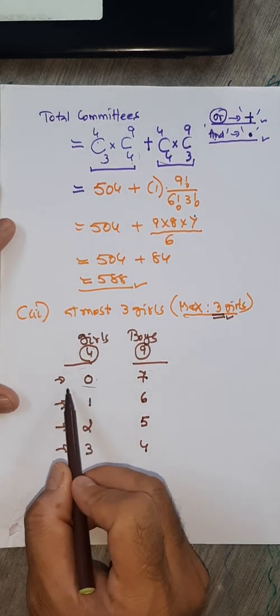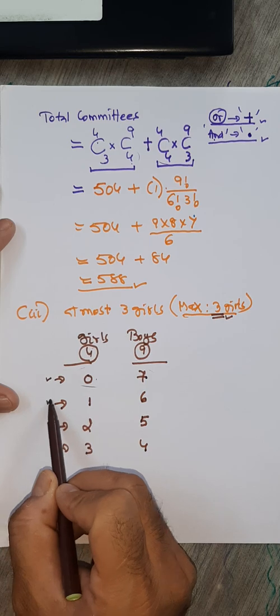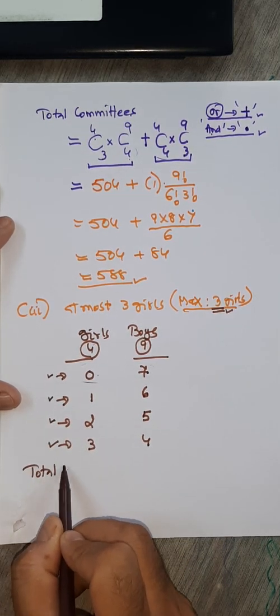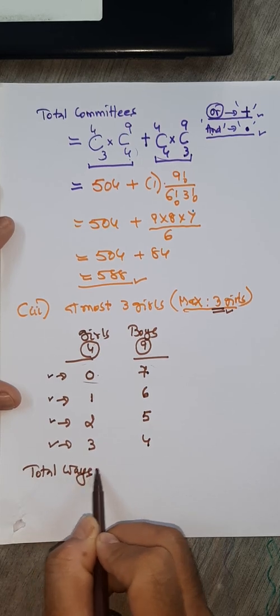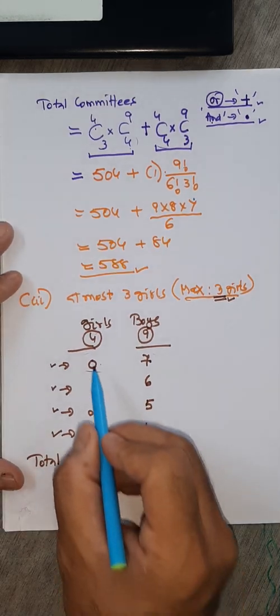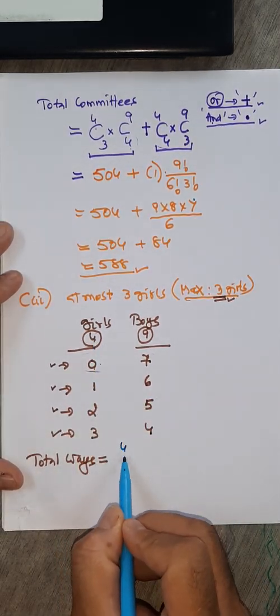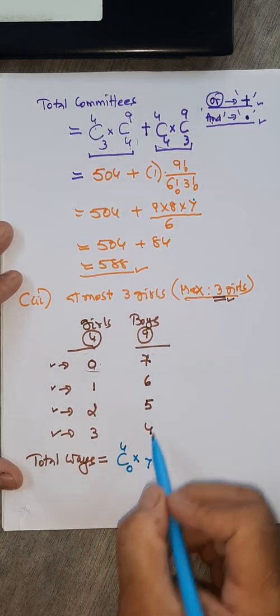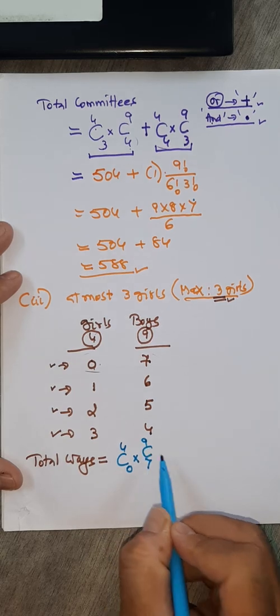Understood? These are the possibilities. These or this or this or this. So total committee is equal to total ways of doing this, equals to. Now it's very simple for you. Not a big task. You can write it as I did in the previous question. 0 girls from what? From 4. 4C0, it is always 1. And 7 boys from what? From 9. So 9C7.